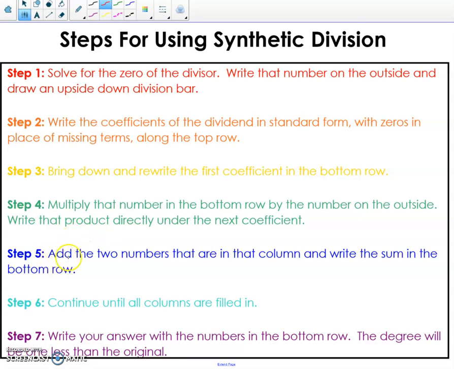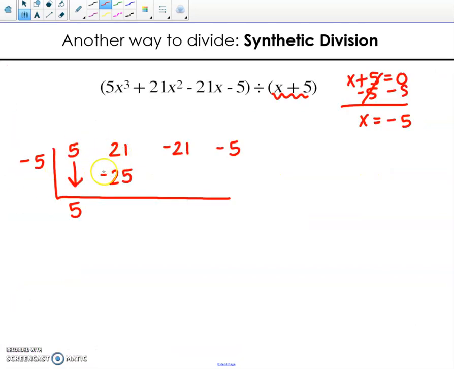All right, step 5 says to add the two numbers that are in that column and write the sum in the bottom row. So we're going to add. With long division, we subtract after we stack it. In synthetic division, we add. So that's another reason people like it, because if you forget to distribute your negative when you're subtracting, it messes things up with long division. So we're going to add 21 and -25. So that's going to give us -4.